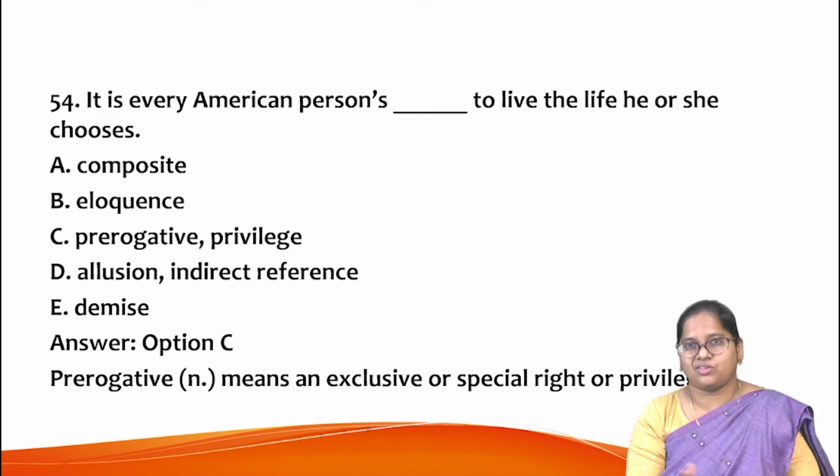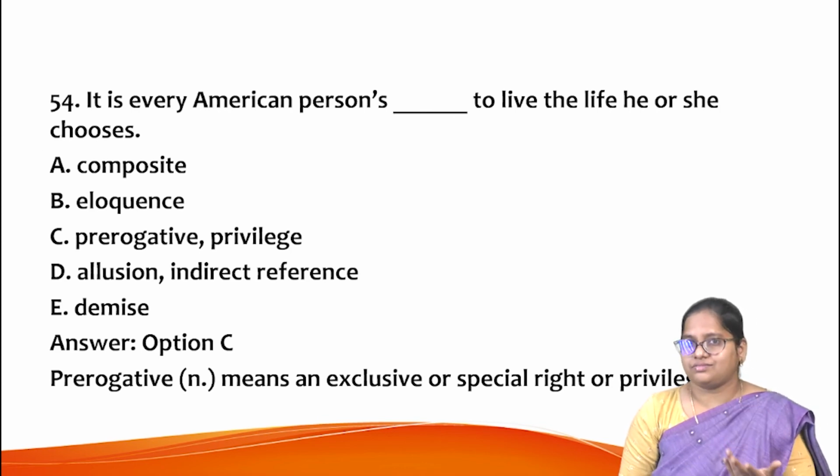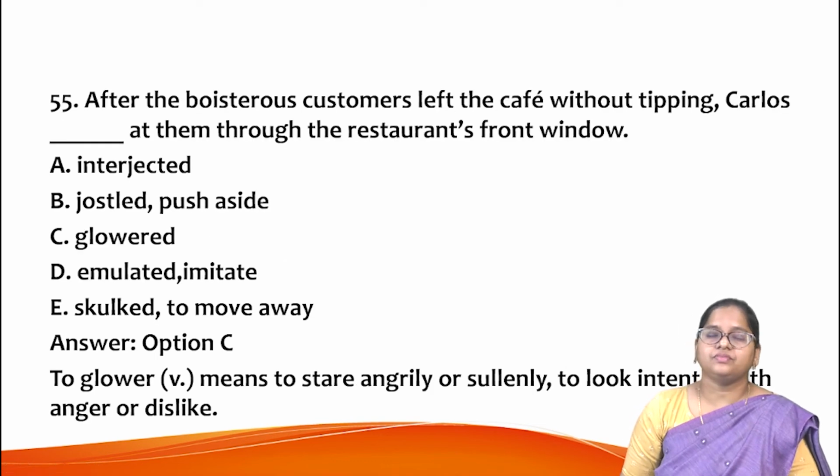Fourth one is illusion. It's not. Illusion is a kind of indirect reference. Demise is like no more existing. So option C, prerogative, is the right answer.